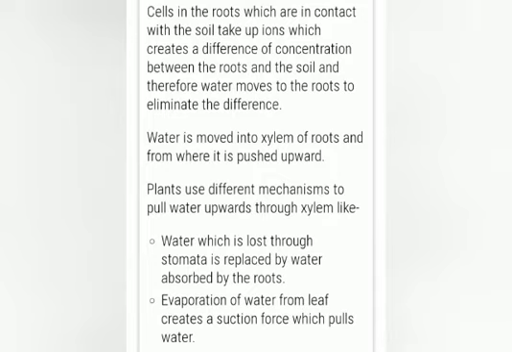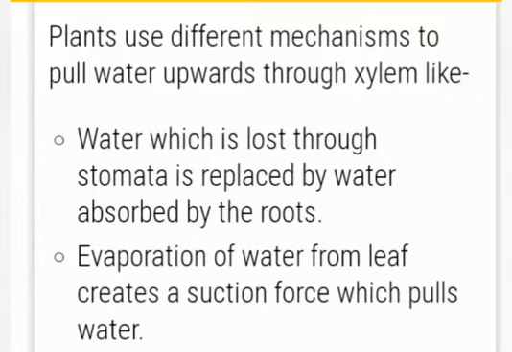Plants use different mechanisms to pull water upwards through xylem. Firstly, water is lost through stomata, which is replaced by water absorbed by the roots. During the daytime, continuous loss of water takes place due to evaporation. So evaporation of water from the leaf creates a suction pull, and it pulls the water upwards.